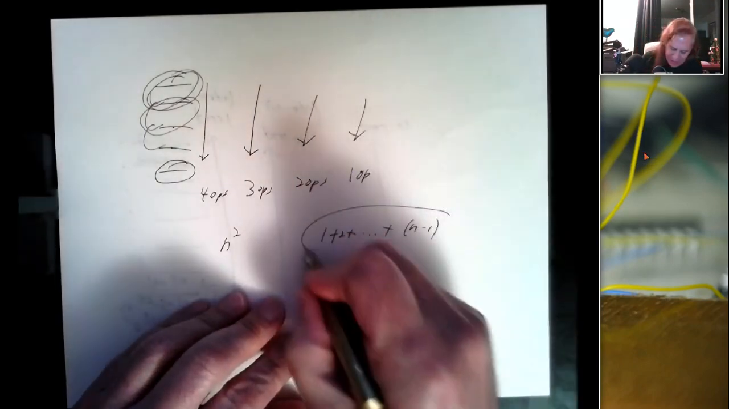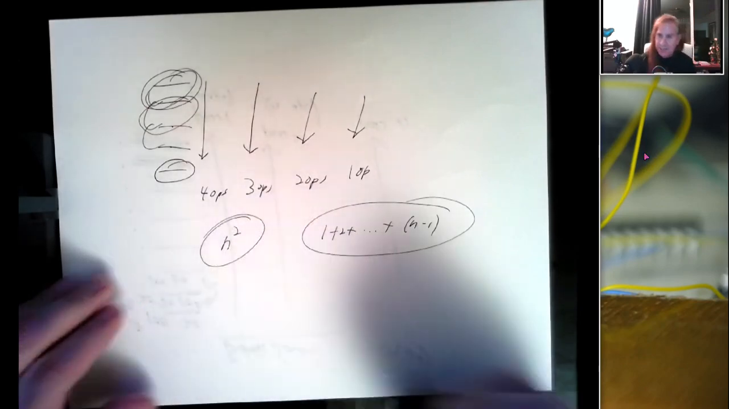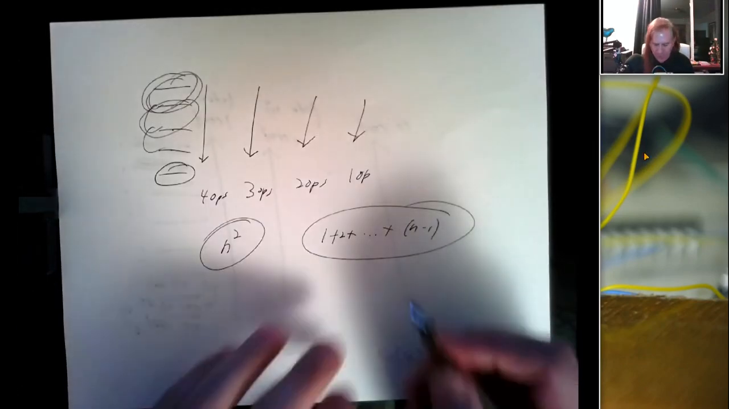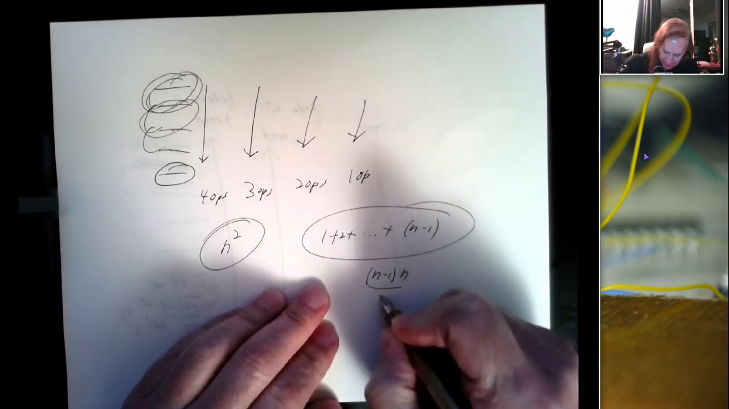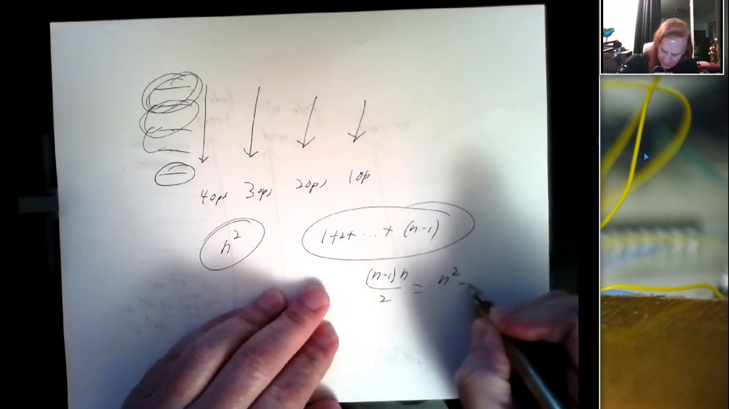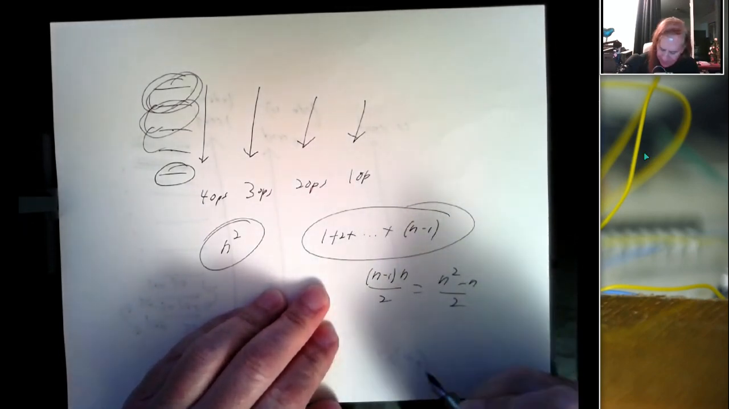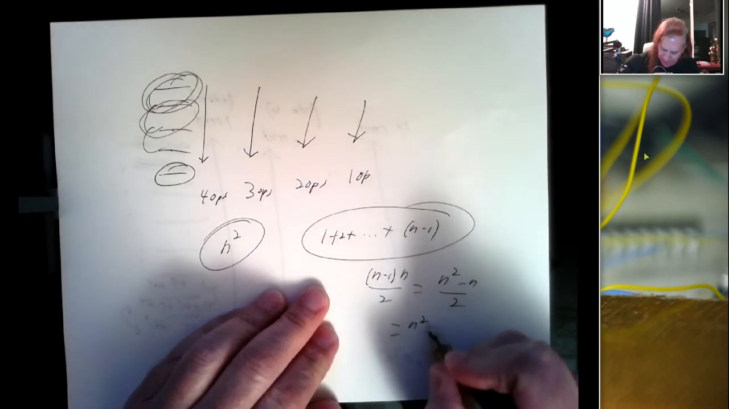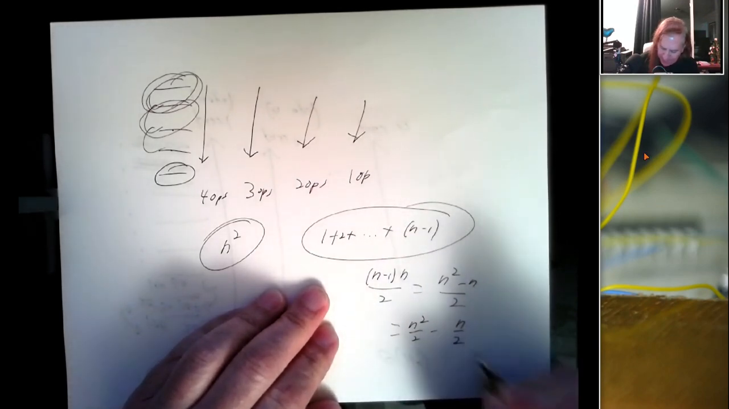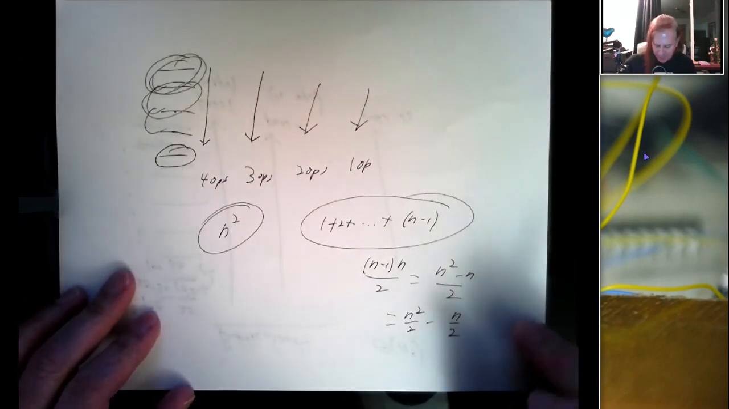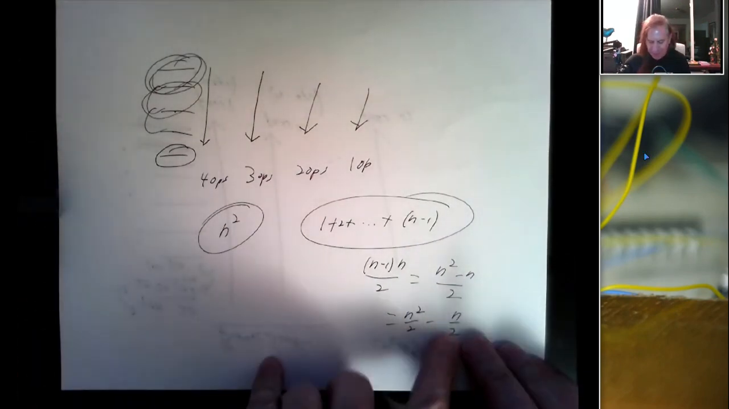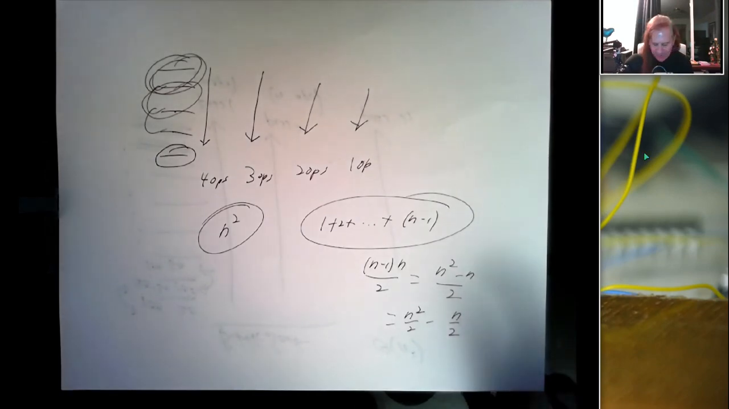And this is a smaller number than n squared, right? We know that this number is actually equal to n minus 1 times n over 2, which is n squared minus n over 2, which is n squared over 2 minus n over 2. And this is a much smaller number than n squared, right? We're taking n squared, we're dividing it by 2, and then we're subtracting something else.